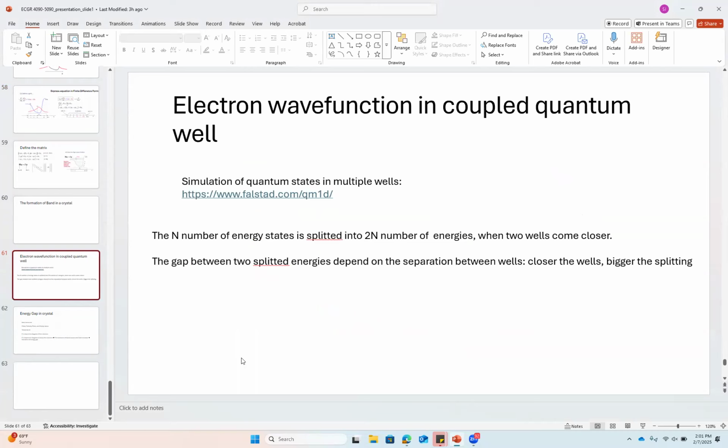All right. So let us now discuss this phenomenon where instead of just one quantum wave, what if we have two quantum waves?